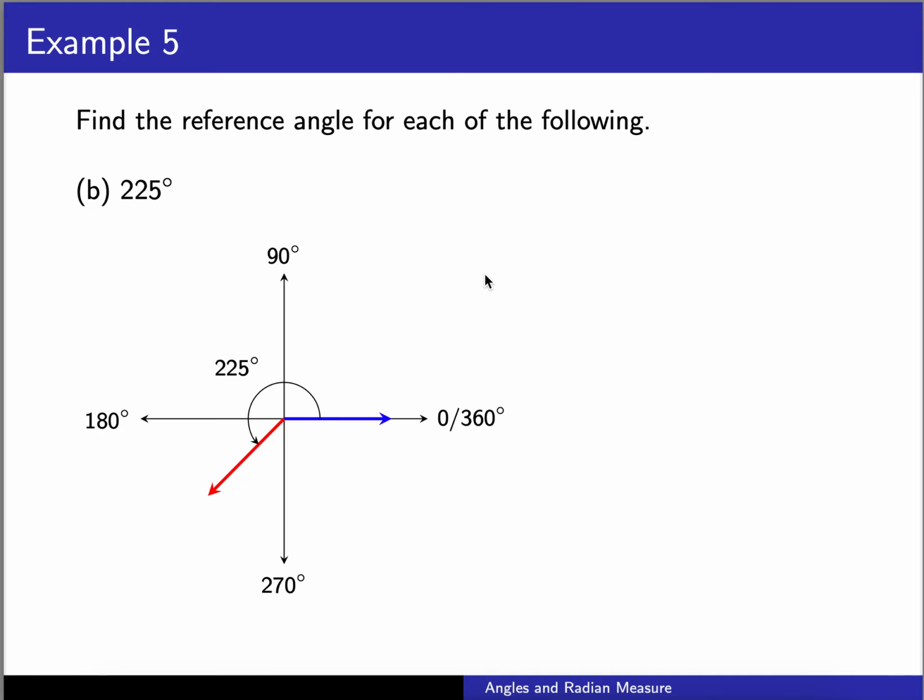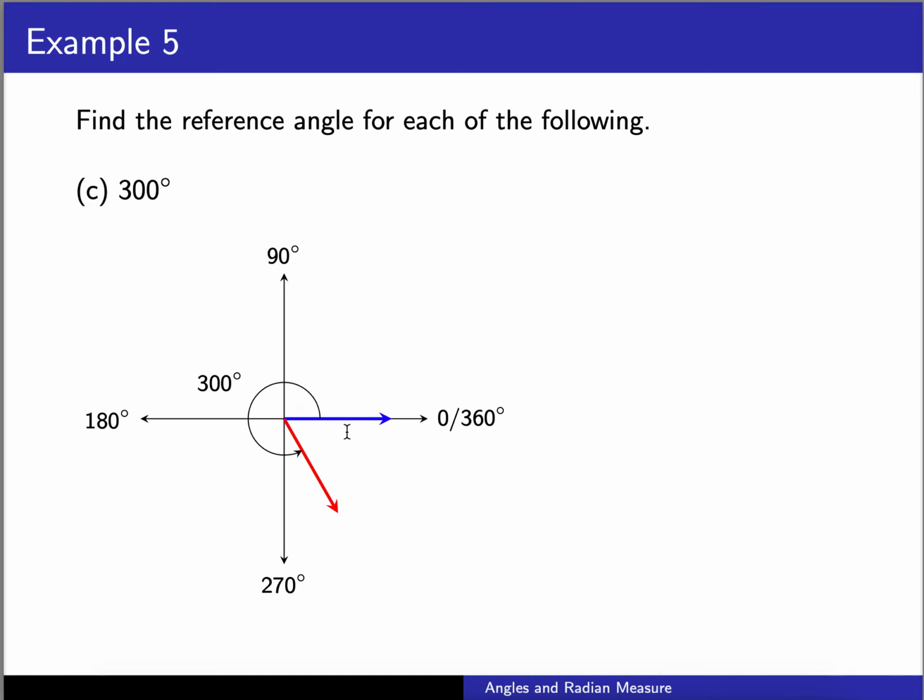For part B, finding the reference angle for 225 degrees, we can sketch that in the coordinate plane. And notice this terminal side here makes an acute angle with the negative x-axis. So we need to get back to the 180 degrees. So how many degrees separate 180 from 225? Well, 45 degrees. Take 225 minus 180 in this case. And that's our reference angle: for 225 degrees, it is 45 degrees.